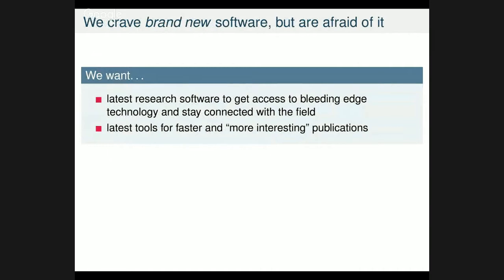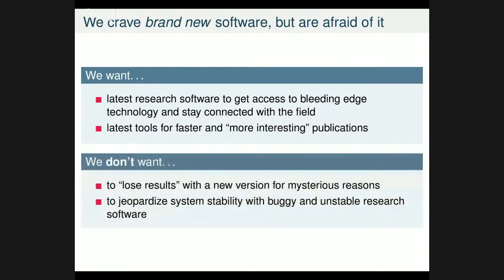We want to use recent tools, right? We want to get access to the bleeding edge technology and stay connected with the field, right? So we want to have the latest tools and to produce more interesting research and more interesting publications. But we don't want to lose results with a new version for mysterious reasons, right? So we could lose results because software became buggy, because a feature went away, and with those upgrades, we might just end up running an unstable system, and we don't want that, right? We don't want to waste time on maintenance of the systems.